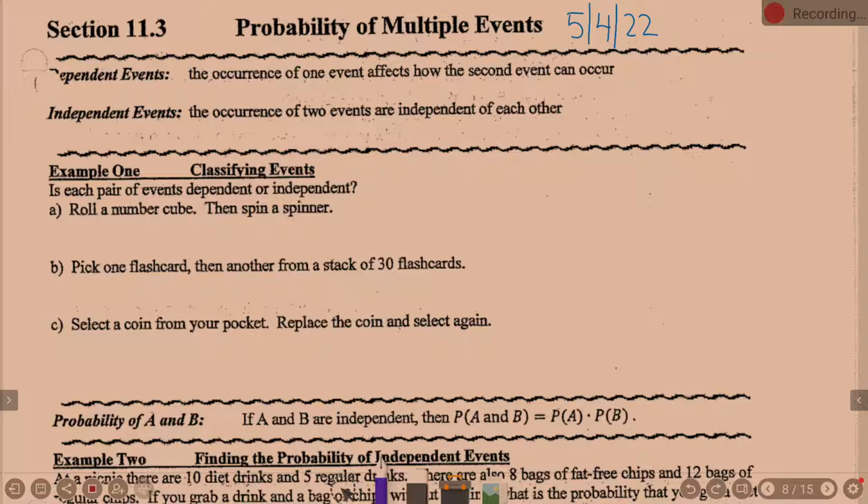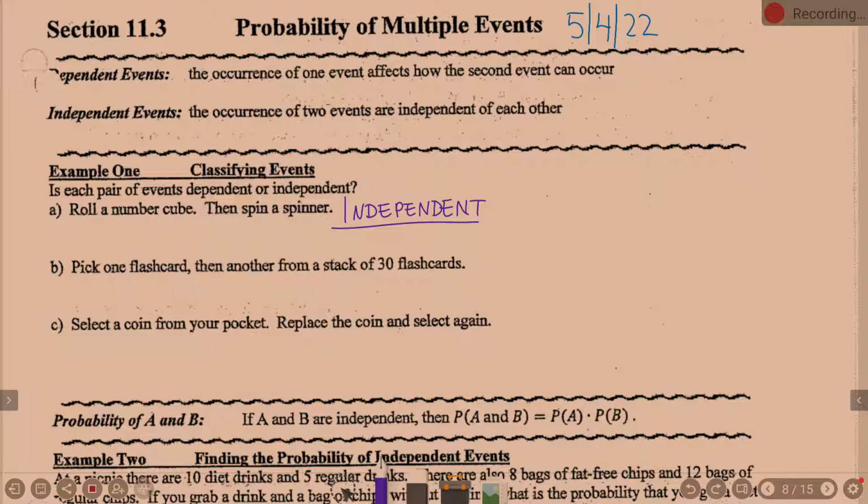If I roll a number cube and then spin a spinner, are those dependent on each other or are they independent? Independent. Does what I roll on that number cube affect what I'm going to get when I spin the spinner? No. They have nothing to do with each other. So these are an example of independent events. Rolling the number cube and then spinning a spinner, they don't affect each other. That's the idea of independent events.